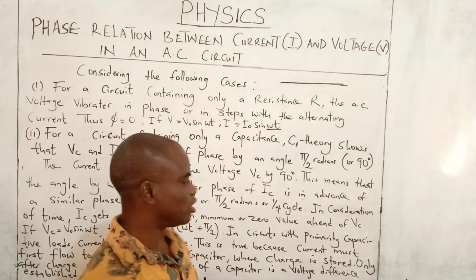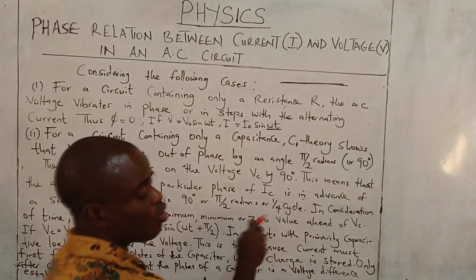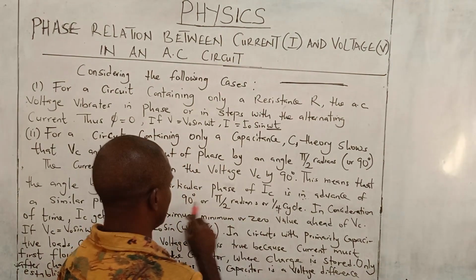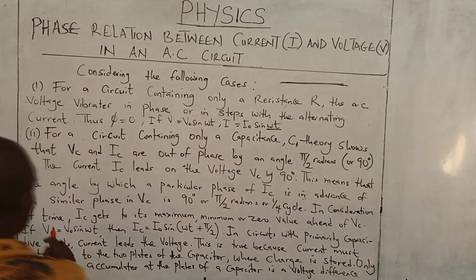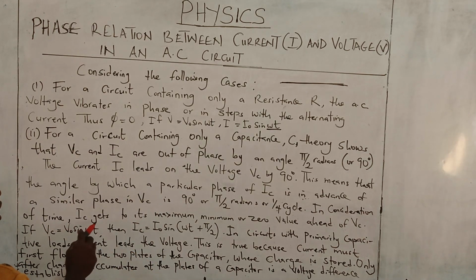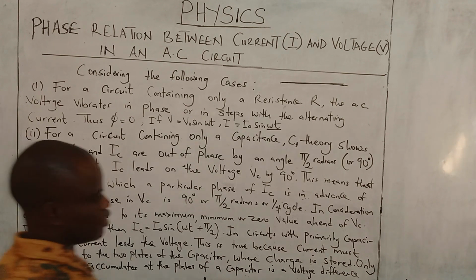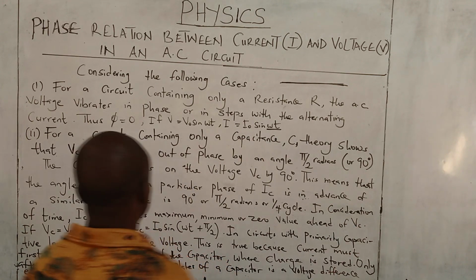Pi, which is 180, divided by 2 gives you 90 degrees, or one quarter of a circle. 360 degrees make a circle. When you divide, you still have 90 degrees. In consideration of time, IC, that is the capacitive current, gets to its maximum, minimum, or zero value ahead of VC, that's the voltage in the capacitor.